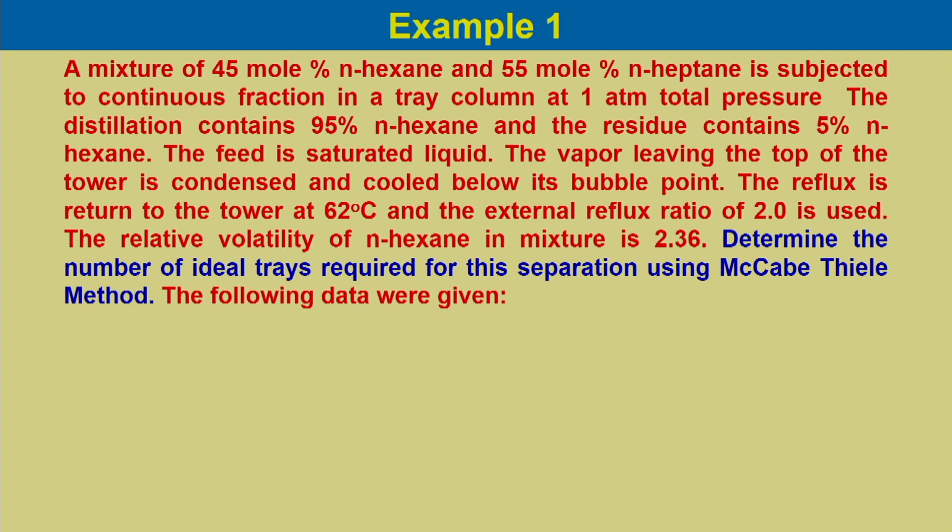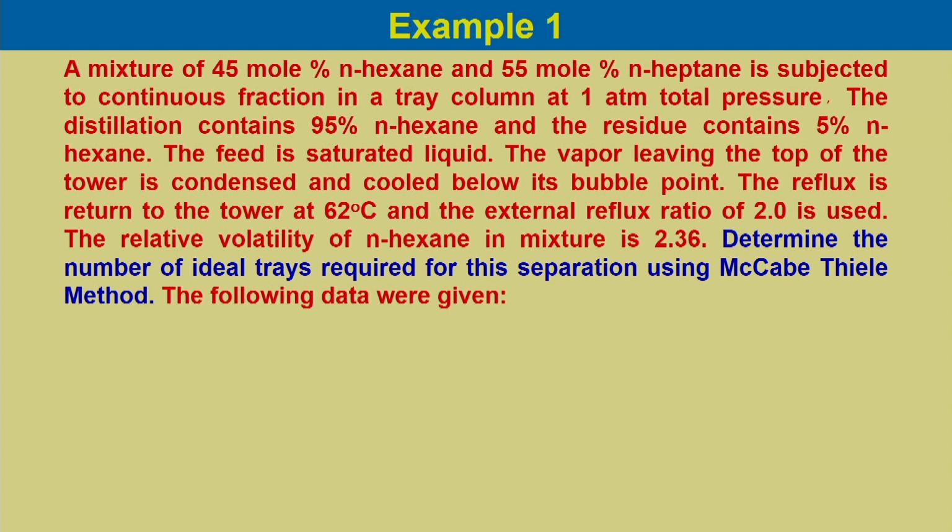Now, let us take an example to calculate the number of trays required by McCabe-Thiele method using the internal reflux ratio. A mixture of 45 mole percent of N-hexane and 55 mole percent of N-heptane is subjected to continuous fractionation in a tray column at 1 atmosphere total pressure. The distillate contains 95% N-hexane and the residue contains 5% N-hexane. The feed is saturated liquid.